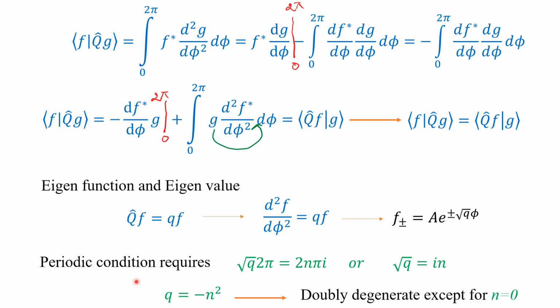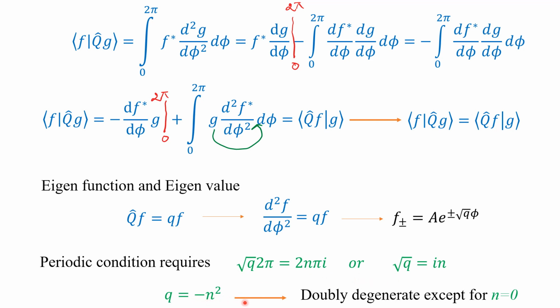According to our periodic condition, square root of Q into 2 pi must be equal to an integer multiplied by 2 pi, and this 2 pi and 2 pi will get cancelled. So square root of Q is equal to iN. That means if we take the square, Q is equal to i squared, which is minus 1, times N squared.